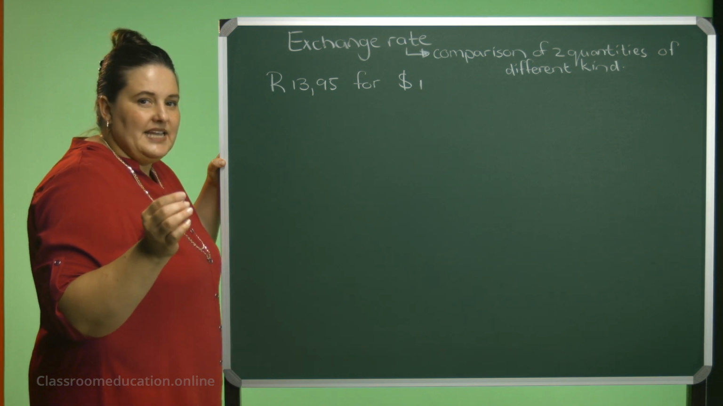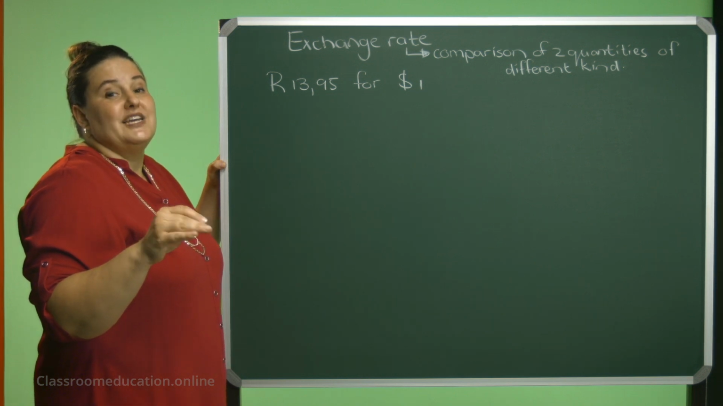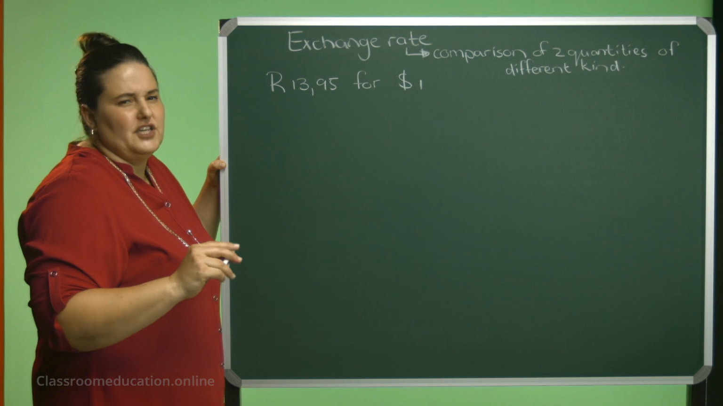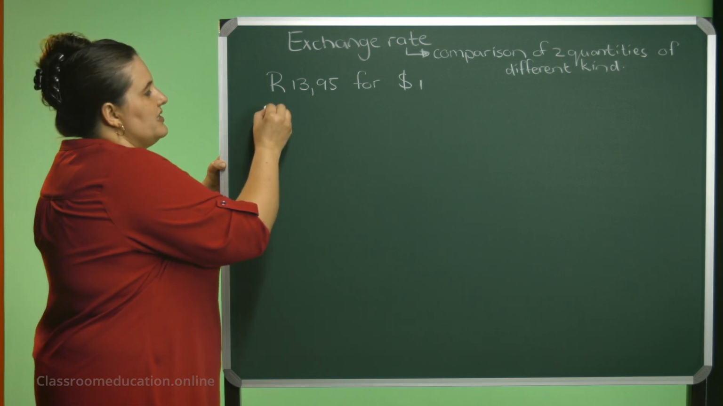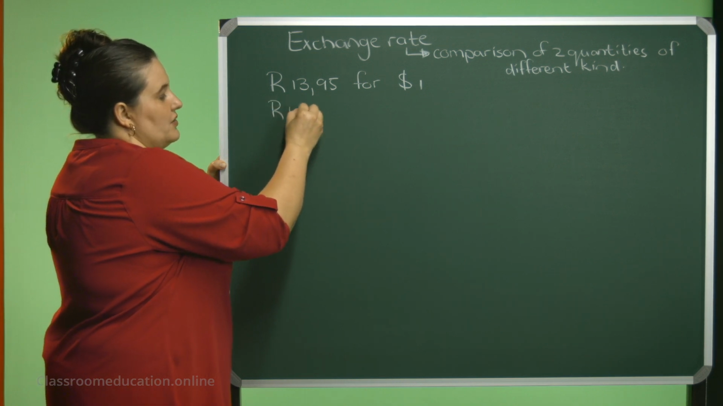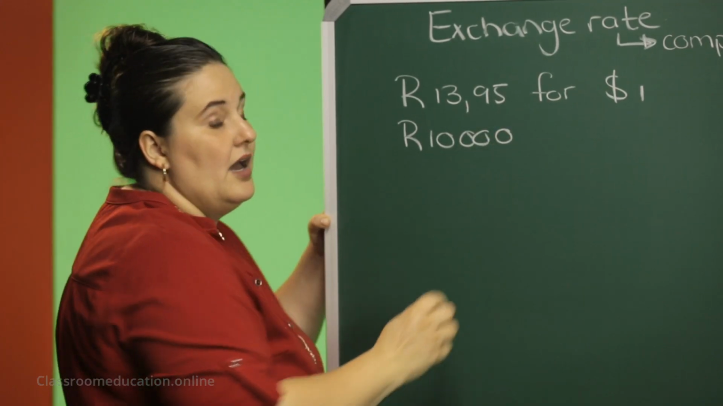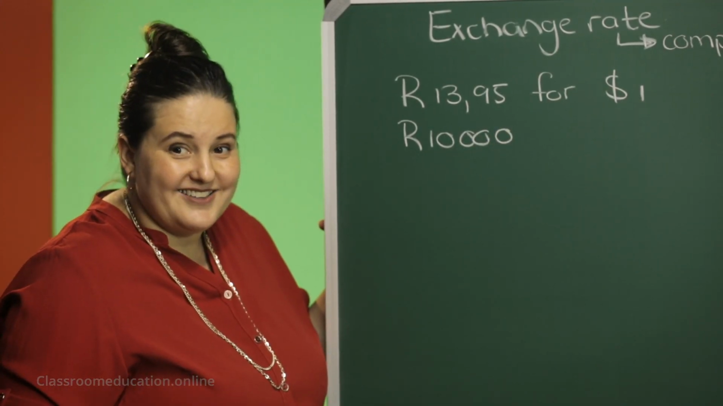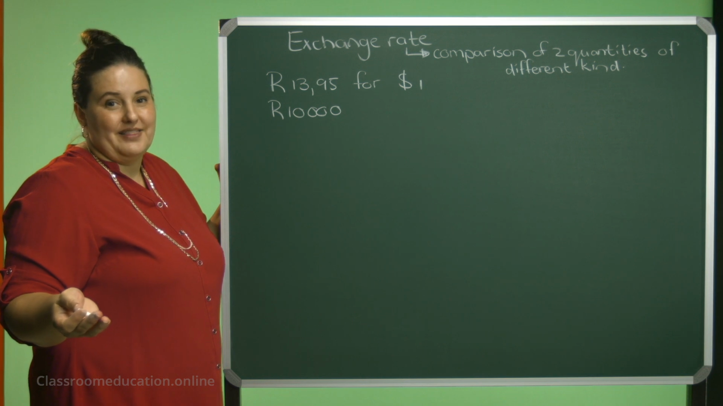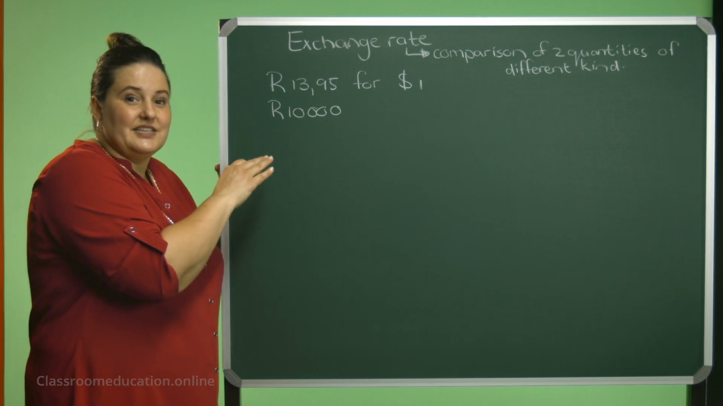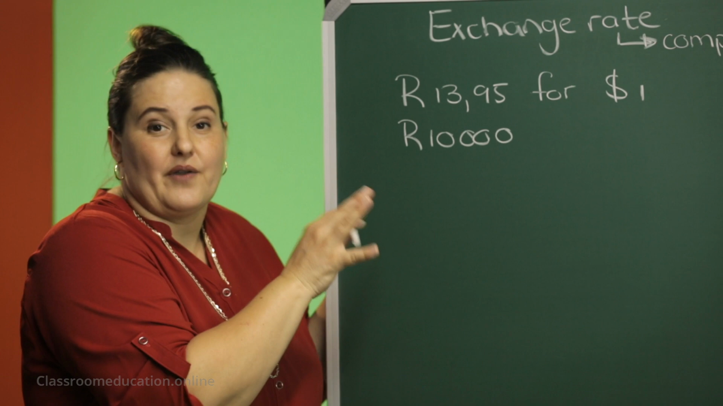Now, let's say you want to exchange 10,000 Rand. It's a short holiday, so you would like to exchange 10,000 Rand. How many dollars will you get? How can we determine that? Can you see it's the same calculations as the ratio and rate?